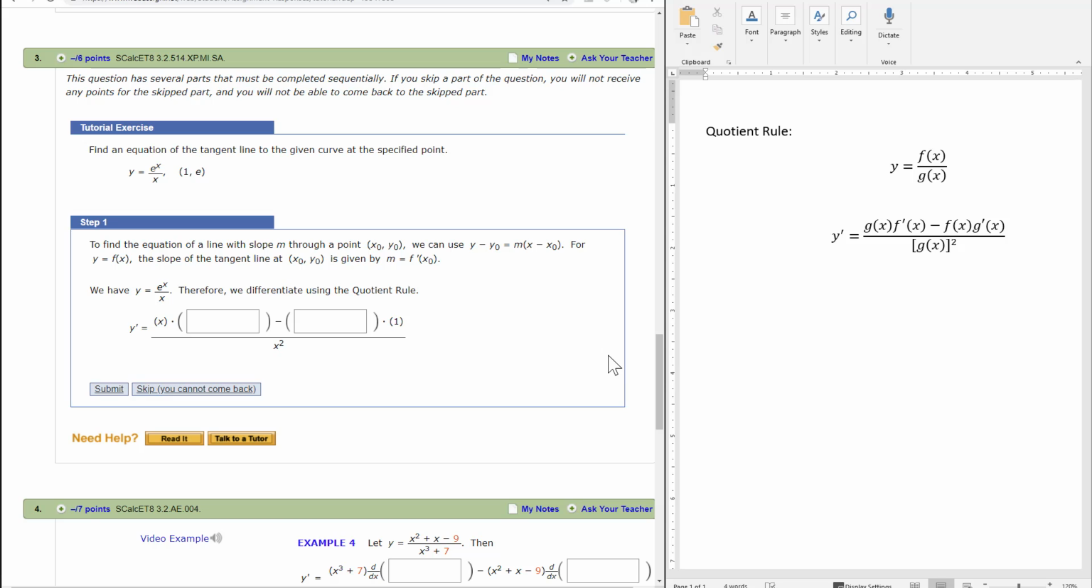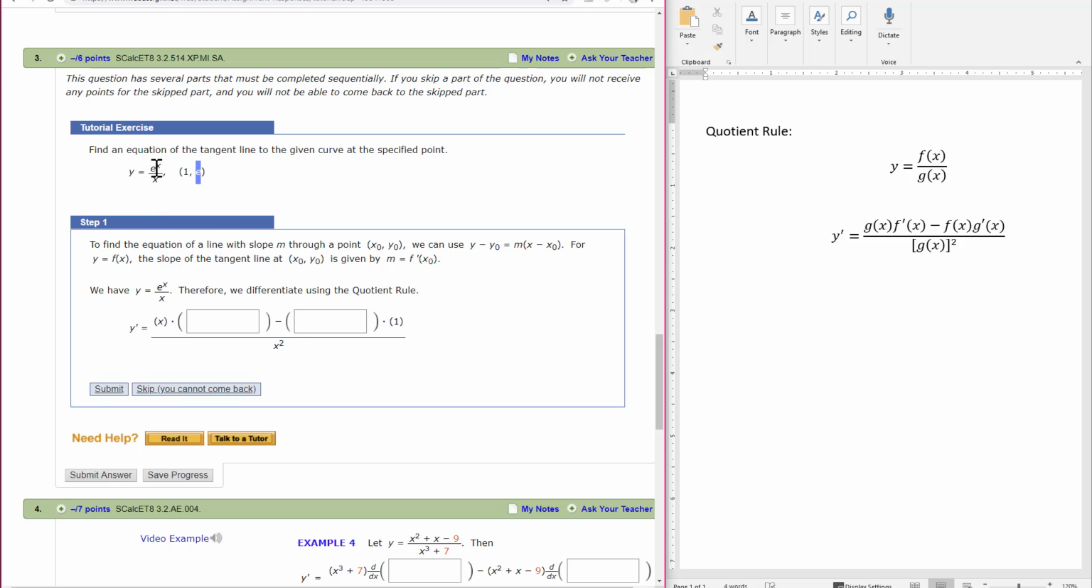This is problem number 3 from your lab assignment, section 3.2. They want us to find the equation of the line tangent to the curve at the specified point. And here our function is going to be e to the x over x. And here's our point. So x is equal to 1, y is equal to e.